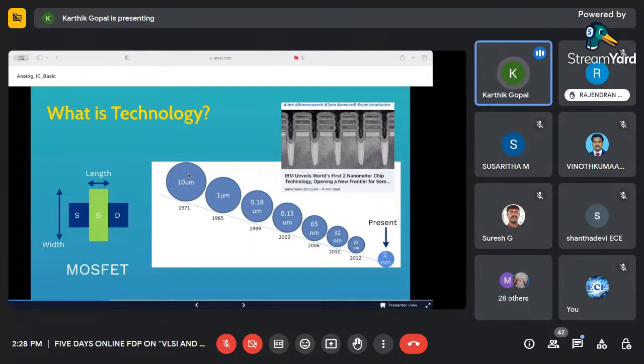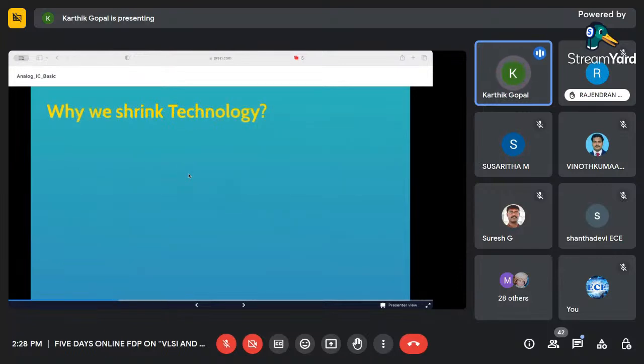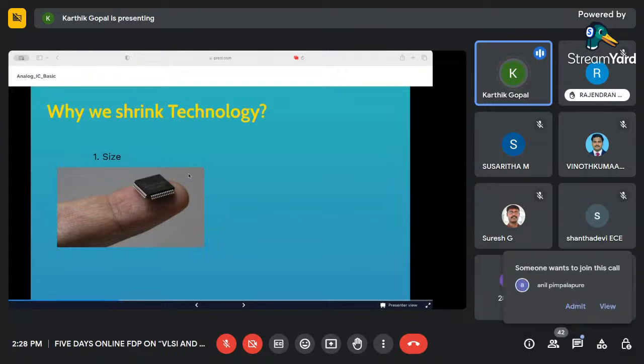Why are we doing this? Why do we want to shrink this length? One reason is the size. Again, I would like to take the example of a mobile phone. 8 years back, how the mobile phone felt in our hands: it was bulky, more like a half brick size. But now, if you could see, it is the thinnest. Right? So we want to make things smaller and smaller wherever possible. That is the reason we want to reduce the size.